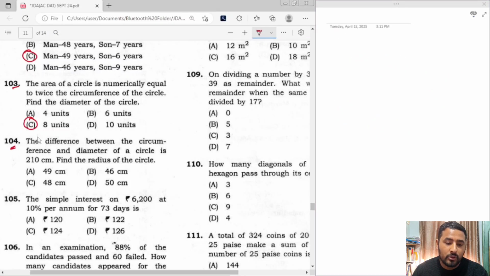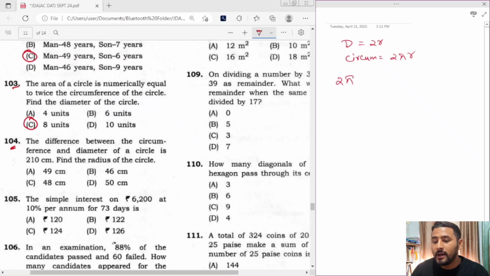That is 104. The difference between the circumference and the diameter of a circle, again the same. See, the diameter of a circle is how much? 2r. What is the circumference of a circle? Circumference is 2 pi r. I've told you this. The difference between these two means 2 pi r, difference means subtraction, okay, minus 2r. We get some value. It is what?